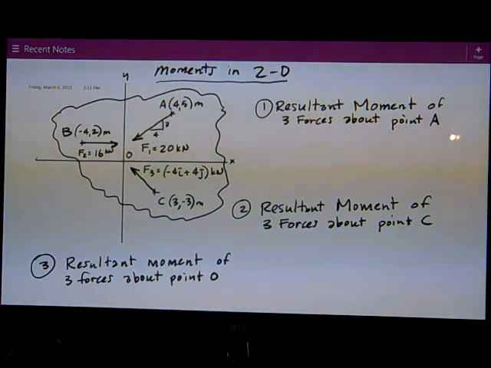We've got a 2D moments problem here to look at. We've got a rigid body, kind of that blob, with three forces acting on it at points A, B, and C. And the first part of the problem is we want to know what the resultant moment of the three forces about point A is.